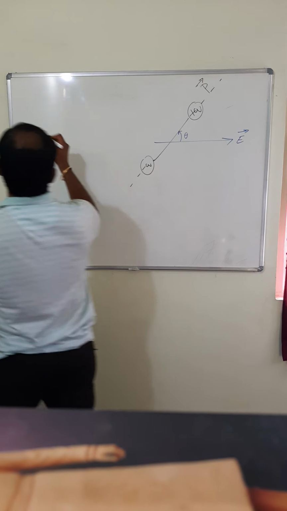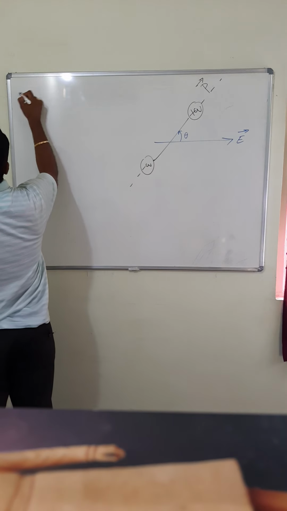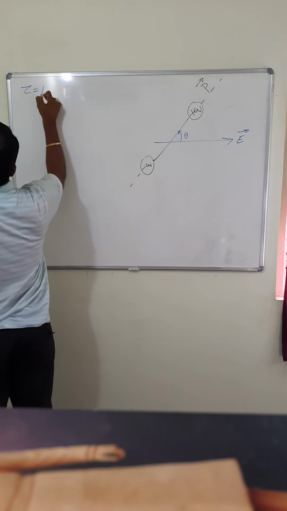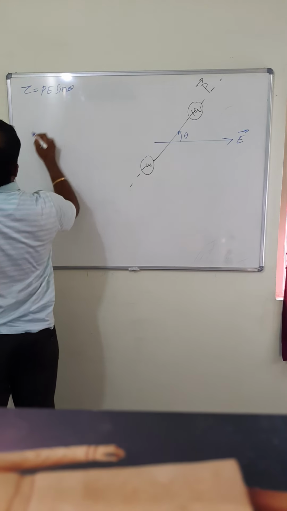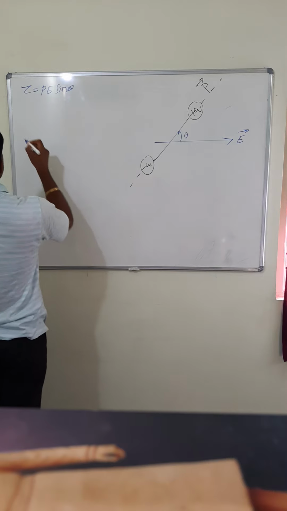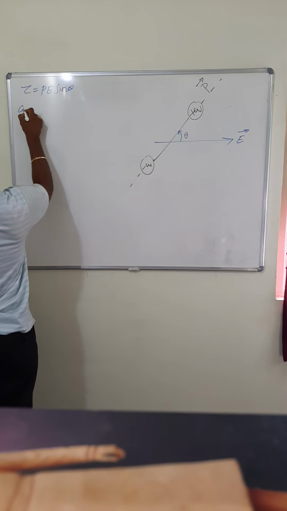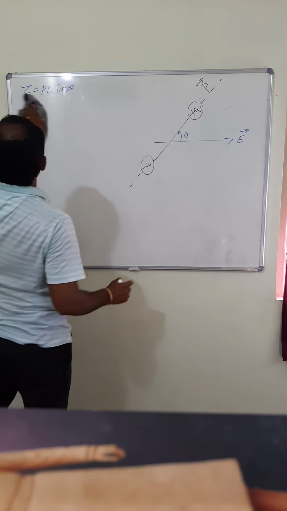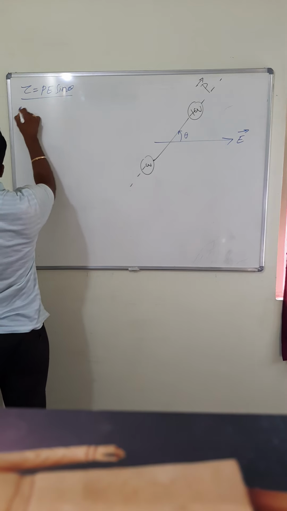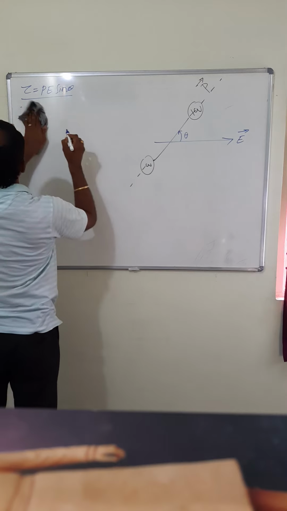So we got the expression for torque. So torque tau is equal to PE sin theta. Am I right or not? When will torque be maximum and minimum? Case 1. Am I right or not? What is case 1?